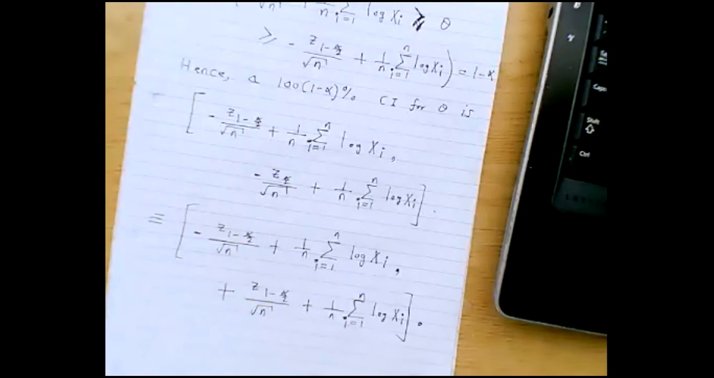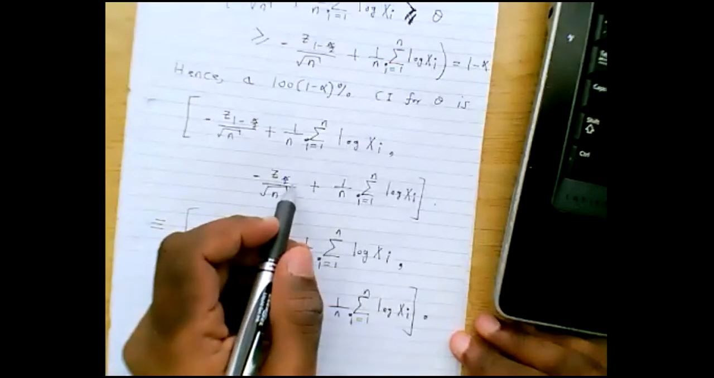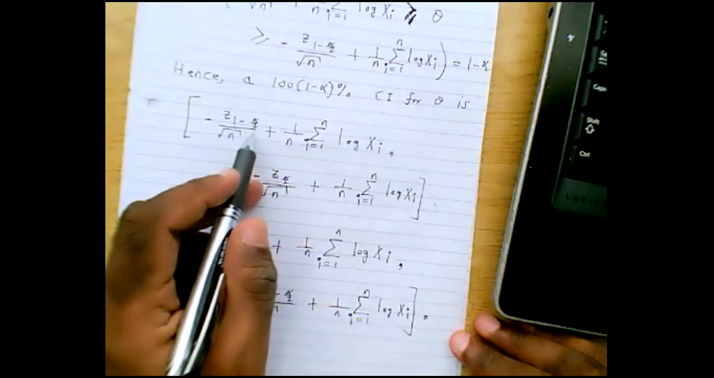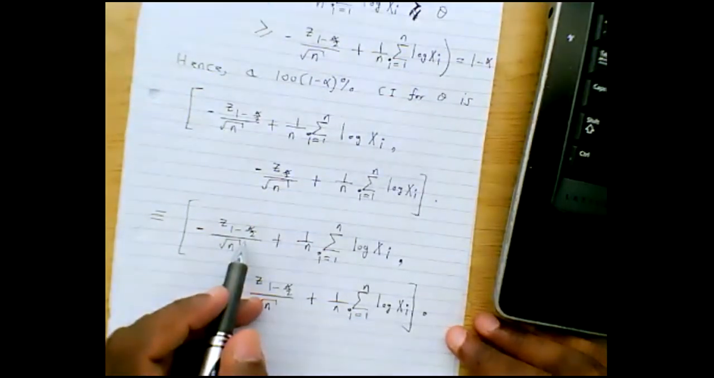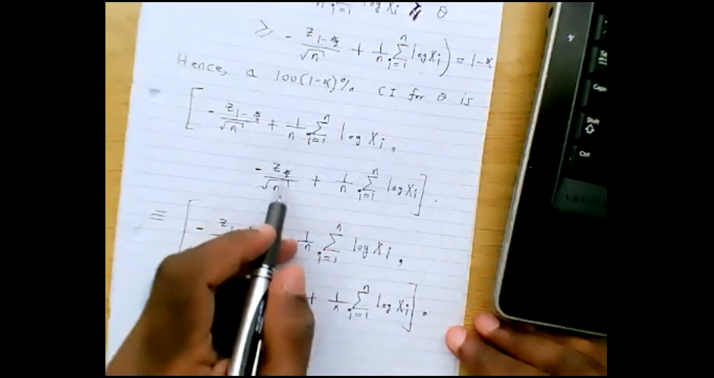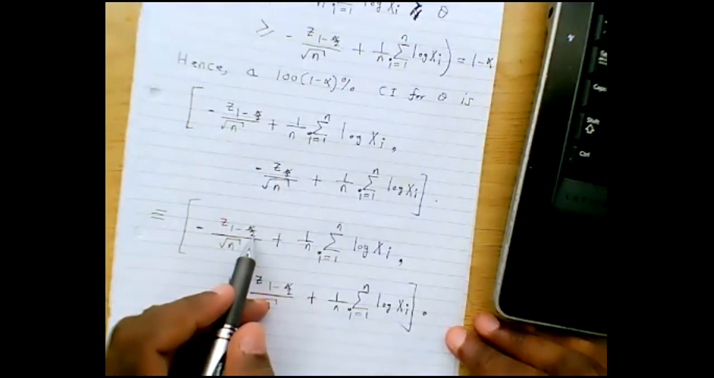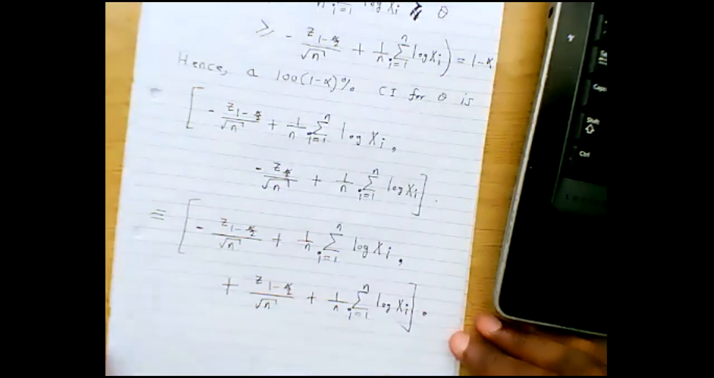You don't understand what is next to z? I don't understand your question. The third line before the end? This is alpha by 2, madam. This is alpha by 2. This is 1 minus alpha by 2. I'm sorry if my writing is not clear. My apologies for that. So this is alpha by 2. This is 1 minus alpha by 2.